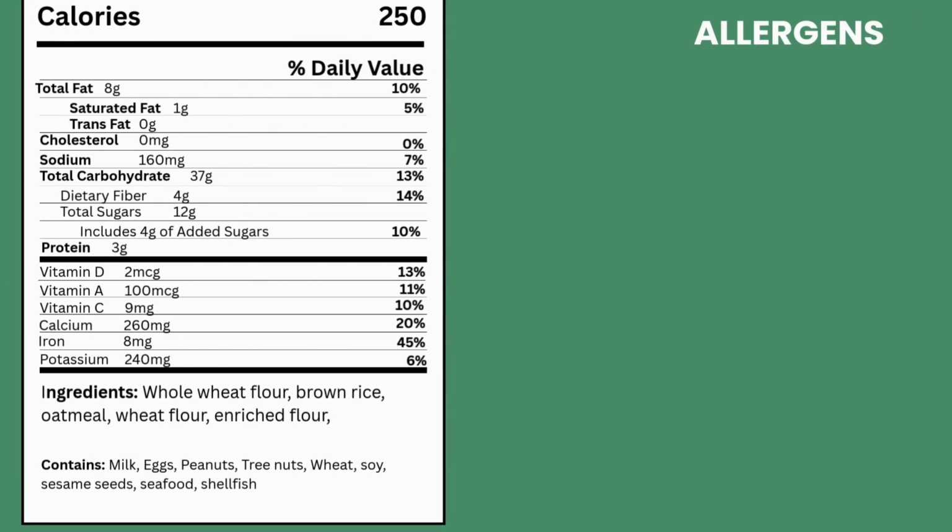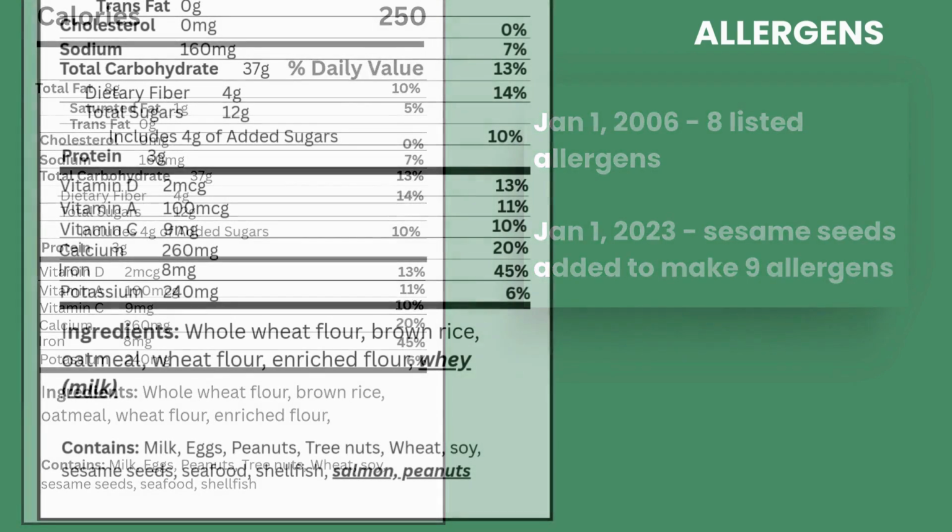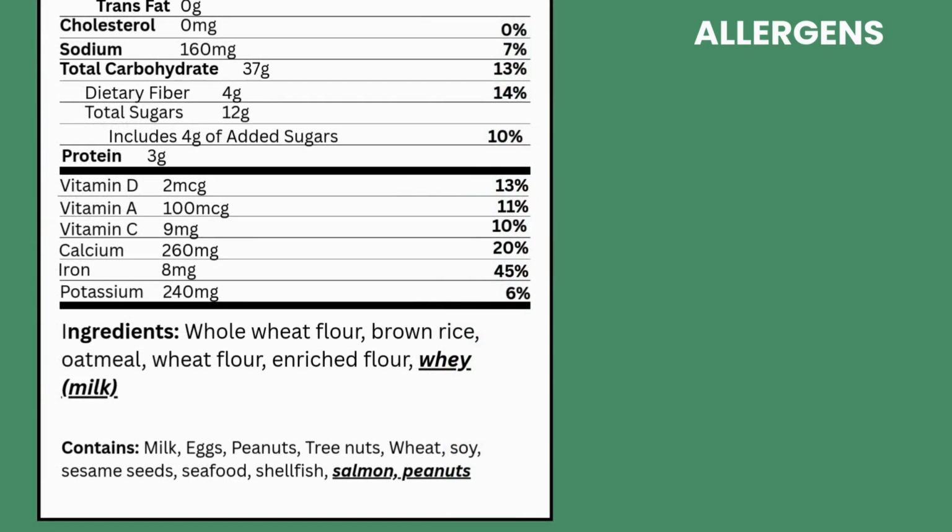Before 2006, you had to read the ingredients on the nutrition label very carefully, as allergens were not required to be listed clearly. Some allergens could be hidden in listings such as spices. On January 1st, 2006, nutrition labels had to list 8 potential allergens, the 9 we talked about minus sesame seeds. As of January 1st, 2023, sesame seeds were added to make 9 listed allergens. By law, packaged foods regulated by the FDA must declare the presence of these 9 major allergens in plain language.